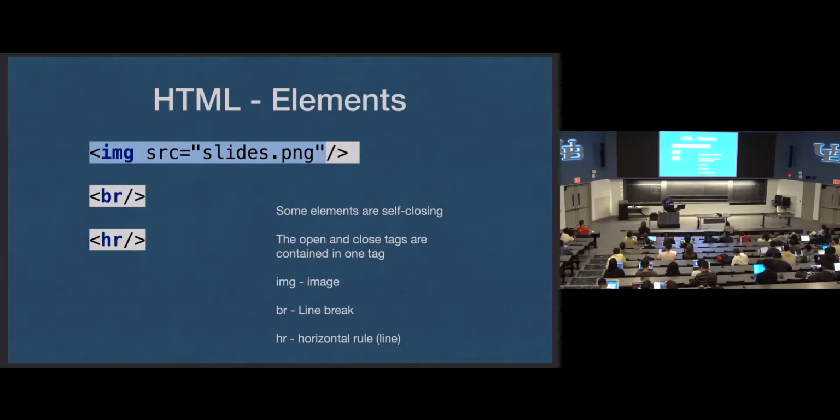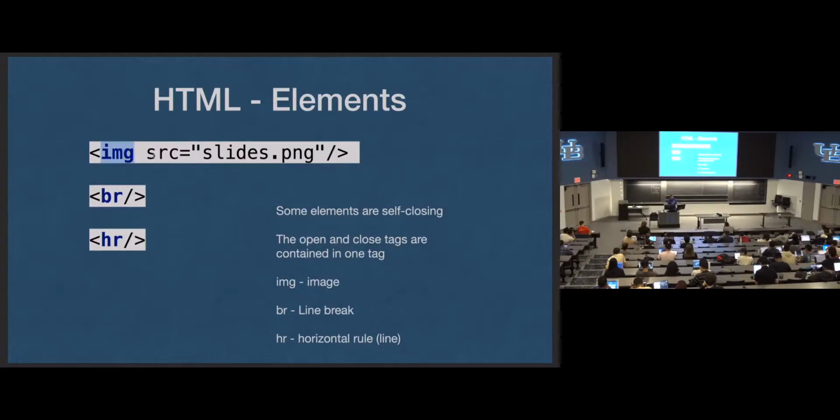Some tags are what we call self-closing. So in general, we have an open tag and a closing tag. The closing tag will have a slash to say this is the end of the definition of this element. Some tags are self-closing, meaning they have this slash right here, and they don't have an open and close tag. The open and close tag is the same tag. It just opens and closes itself. It is an entire element defined in one tag instead of an open and a close.